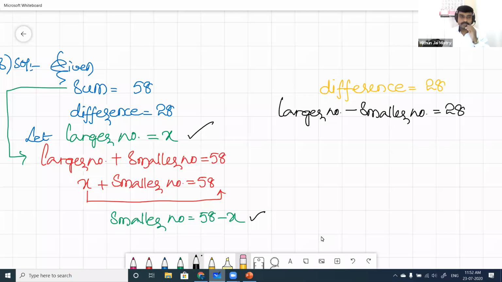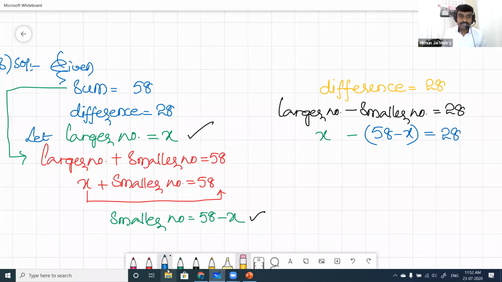Now what is the larger number here? The larger number is x. So I will write here the larger number as x minus the smaller number. What is the smaller number? 58 minus x. But here in 58 minus x, we have two terms. How many terms? Two terms. So if you have two terms, definitely we have to put a bracket, right? You have to put a bracket, otherwise you will get a wrong answer.